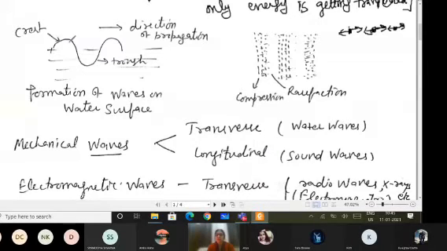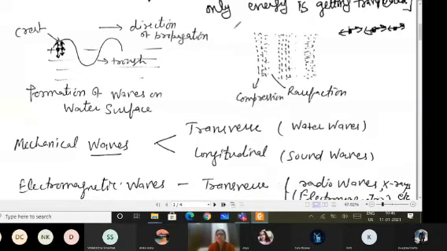Like if I'm talking about the water waves, when I throw a stone into the water, then the particles are vibrating up and down. So vibration is simply an oscillation with a small amplitude. So they are vibrating about their mean position up and down. When they are moving up and down, then crests and troughs are formed.